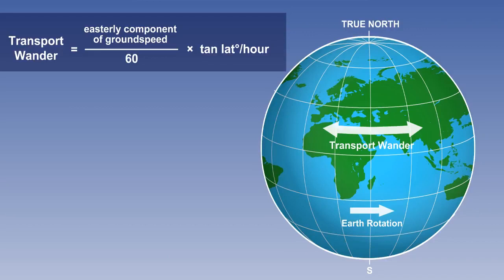For the purpose of calculations, transport wander in the northern hemisphere is designated minus in an easterly direction and positive in a westerly direction. We will look at a simple way to work this out in the companion lesson on drift rate calculations.